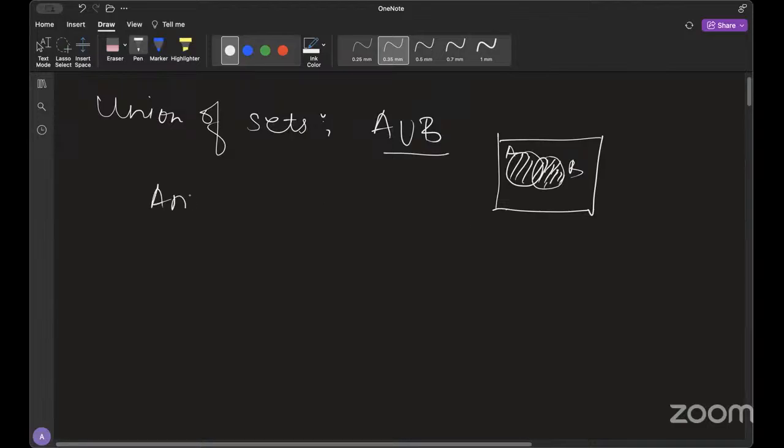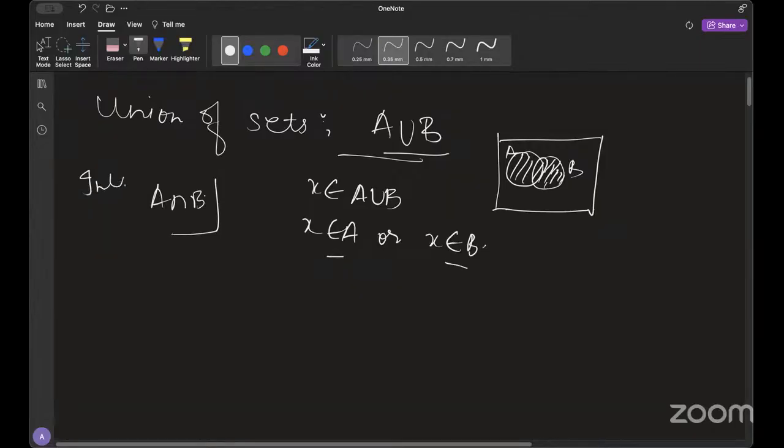And then we have the intersection part. Before moving to the intersection, let's write what the union means mathematically. This just means if you say X belongs to A union B, you mean X belongs to A or X belongs to B, which means either X is in A or it's in B. And then we have the intersection. The intersection is basically this. If you have sets A and B, then the intersection is this part.